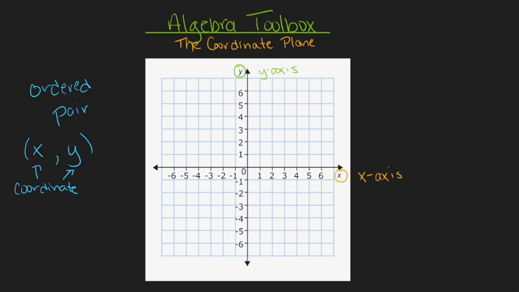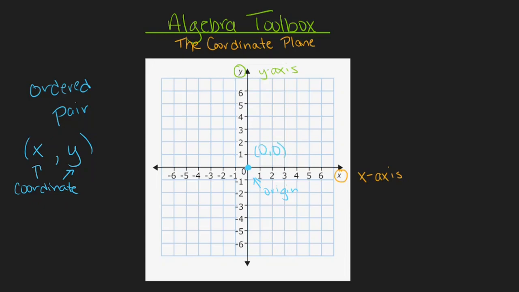Another point on the coordinate plane that is very important is the origin. Origin is a word that means beginning or start, and that's a great way to think of the origin in the coordinate plane as well. The origin is the point right here where both the y-axis and the x-axis intersect. It's a special point because it is the point on the graph that has the coordinates 0, 0.